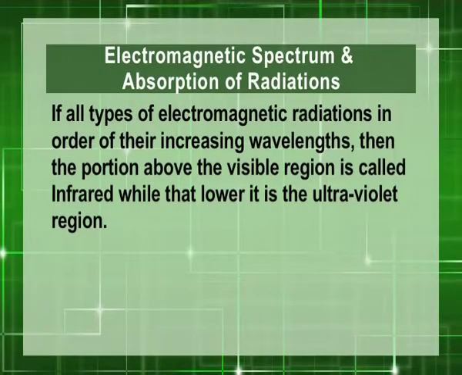Coming to the electromagnetic spectrum and absorption of radiation. The types of electromagnetic radiation in order of their increasing wavelength or decreasing frequency are known as the complete electromagnetic spectrum. The visible spectrum represents only a small part of the electromagnetic spectrum. If all the types of electromagnetic radiation are arranged in order of their increasing wavelengths, then the portion above the visible region is called infrared, and below it is the ultraviolet region.